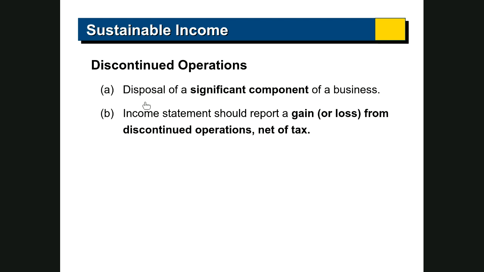Are you following? If you did not stop that operation, if you continued making television, it would show up as operating expense. But because you discontinued that operation, the income and expenses only from the television section are going to show up in the discontinued operation. So this is exactly what discontinued operation means. The income statement should report any gain or loss from discontinued operations net of tax.